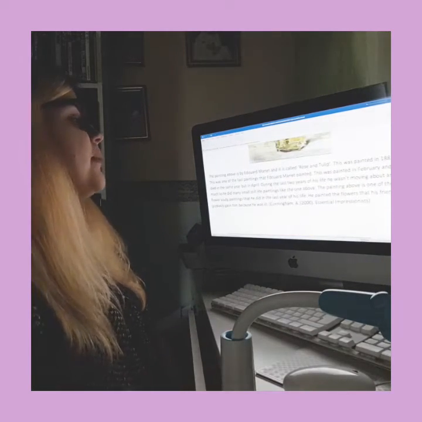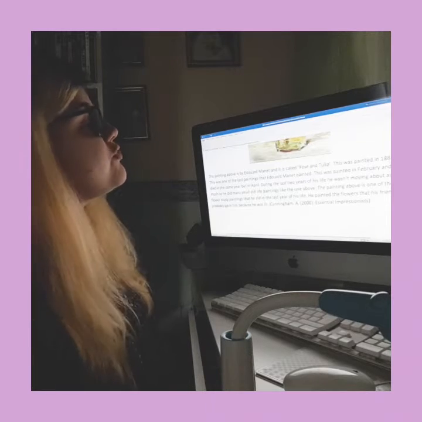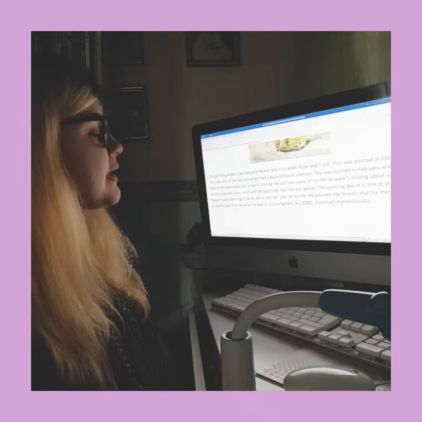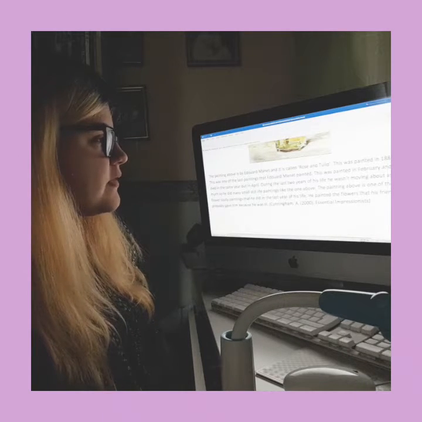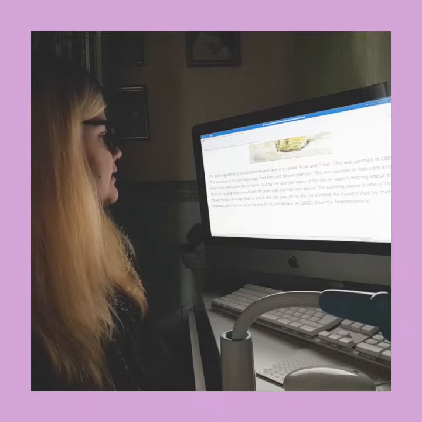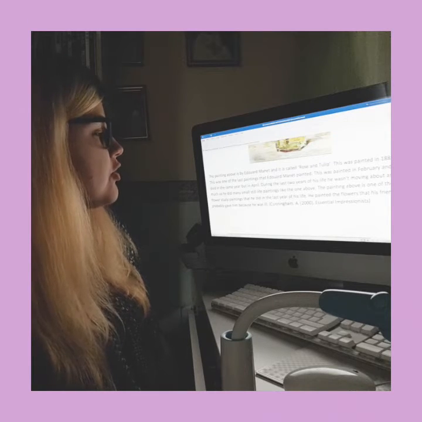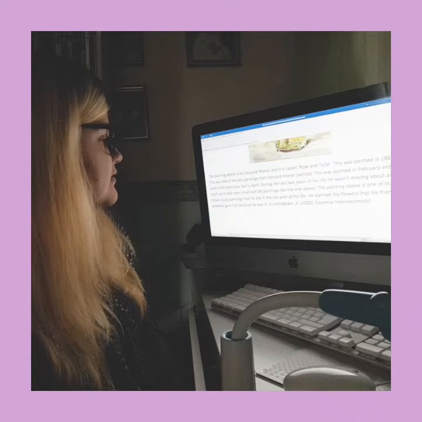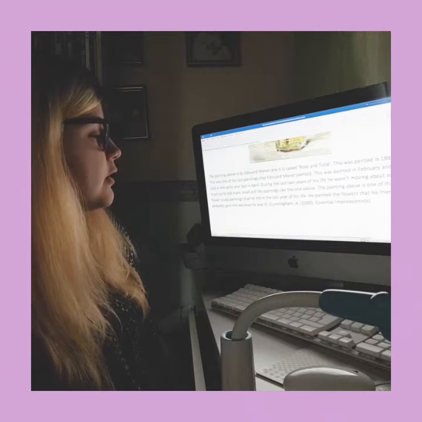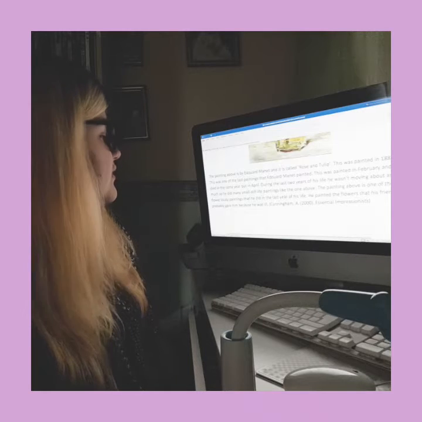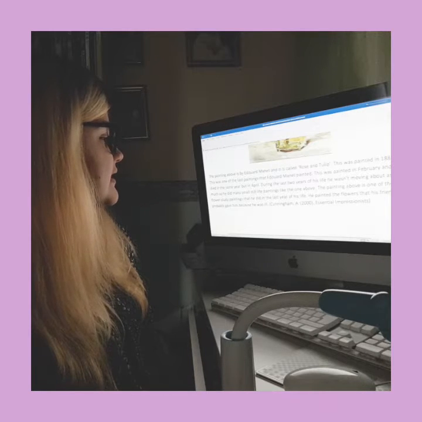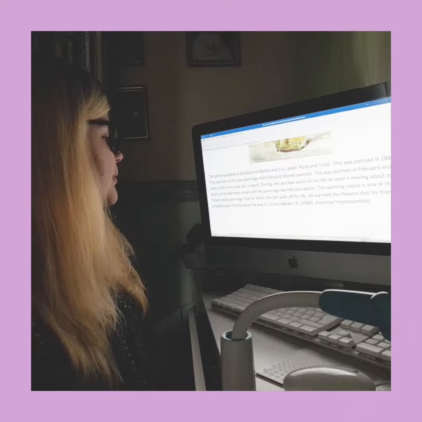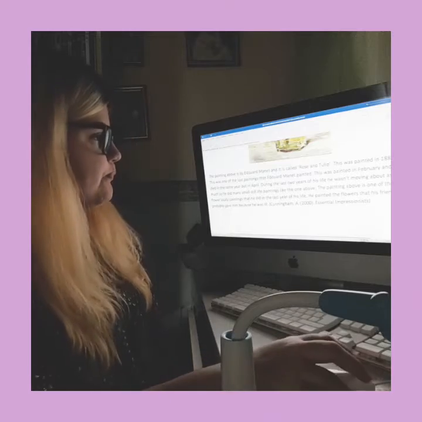The painting above is by Manet and is called Rose and Tulip. This was painted in 1882. This is one of the last paintings that Manet painted. This was painted in February and he died the same year but in April. During the last 2 years of his life, he wasn't moving as much so he did small still life paintings like the one above. The painting above is one of the 16 flower study paintings that he did in the last year of his life. He painted the flowers that his friends probably gave him because he was ill.